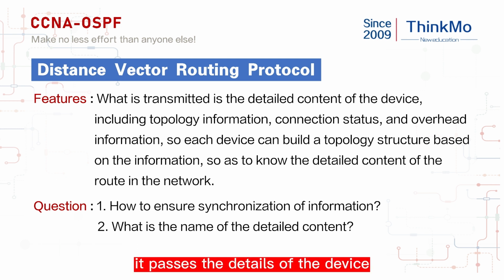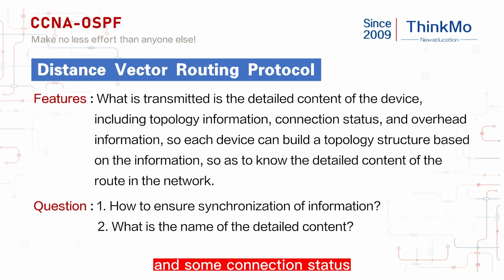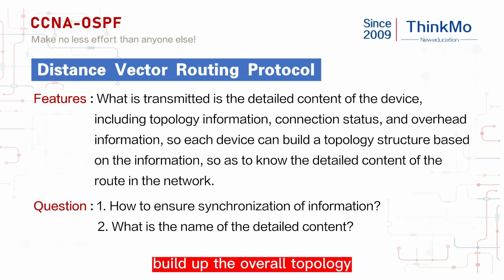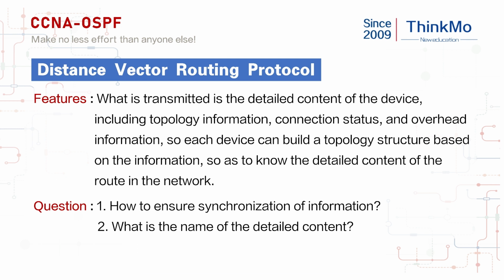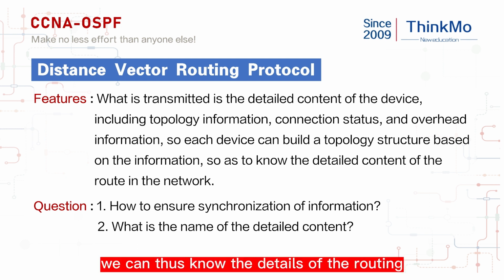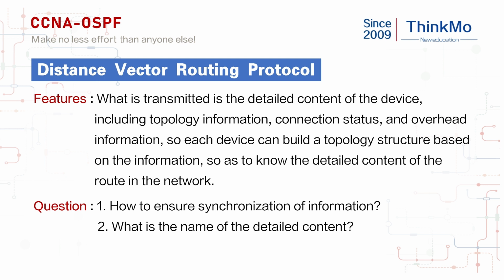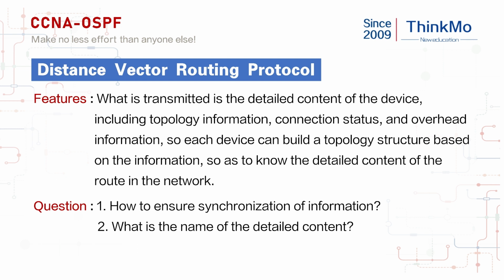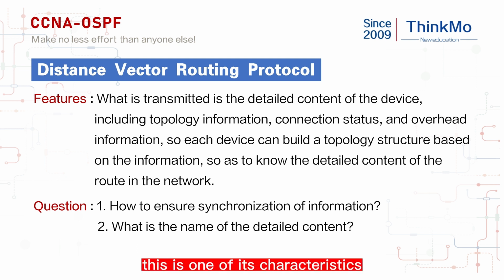It passes the details of the device, containing overall topology information, some connection status, and cost information. It will spread, so each device can, based on the information, build up the overall topology. Then after the build is complete, we can thus know the details of the routing in the entire network. The link state protocol is calculated using the SPF algorithm. This is one of its characteristics.